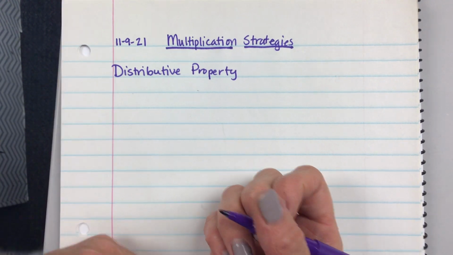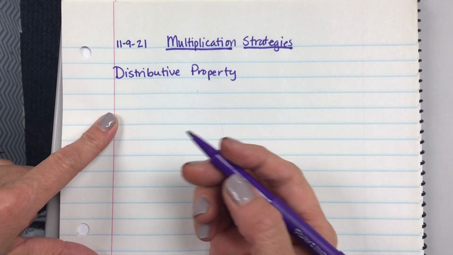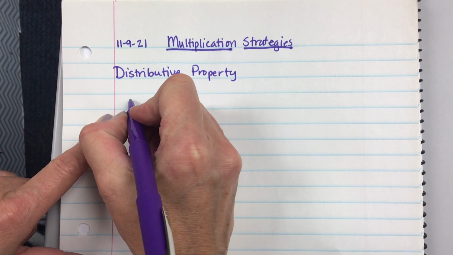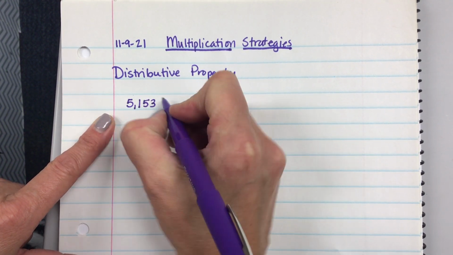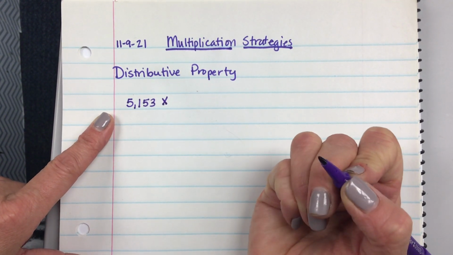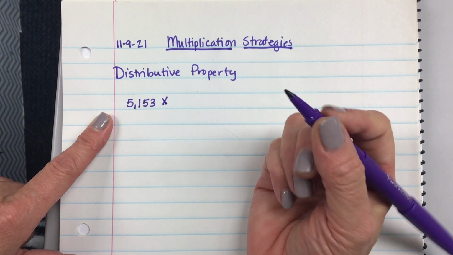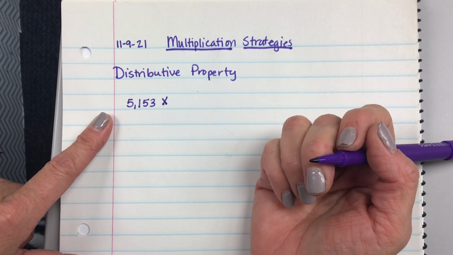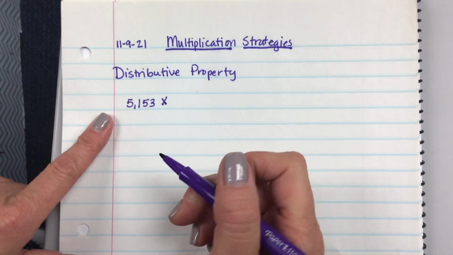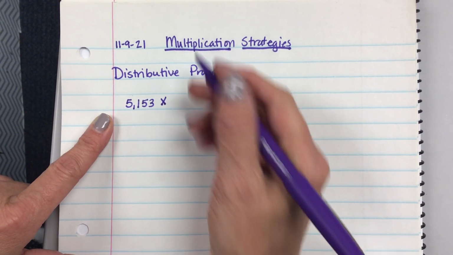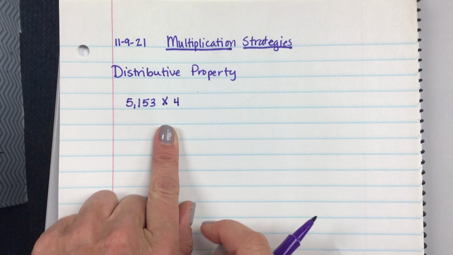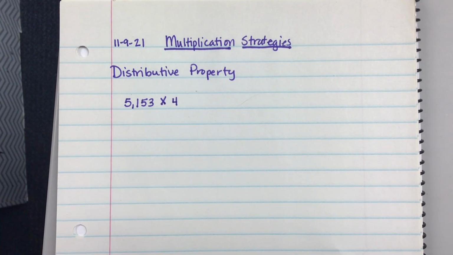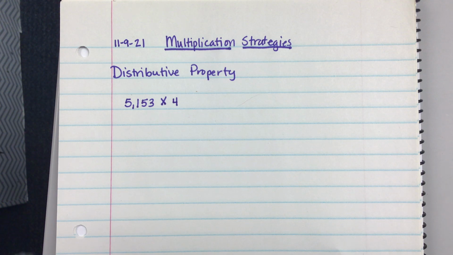Okay, so let's just say our first problem, go ahead and give me a factor that's 3 or 4 digits. You pick the factor, Landon. 5,153. Give me the next factor, please. Colin? A 1-digit factor. 4. 5,153 times 4.